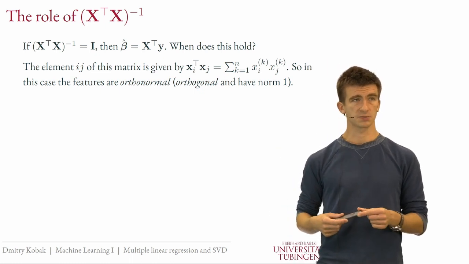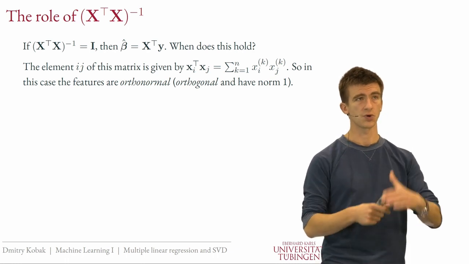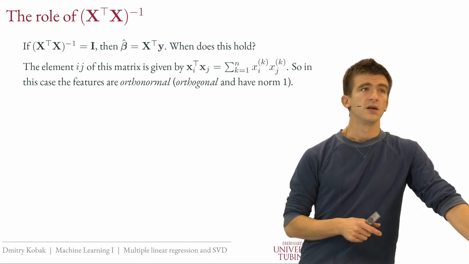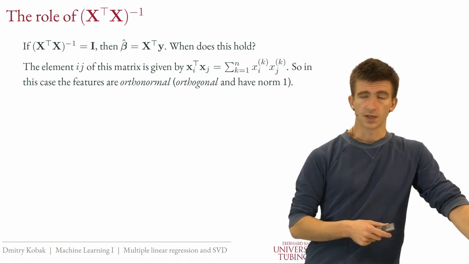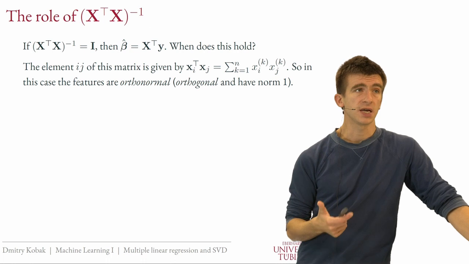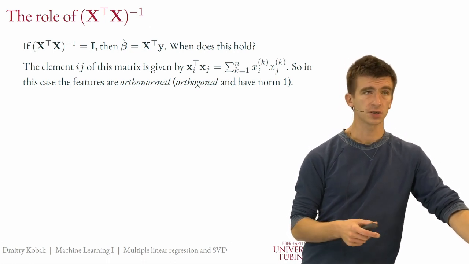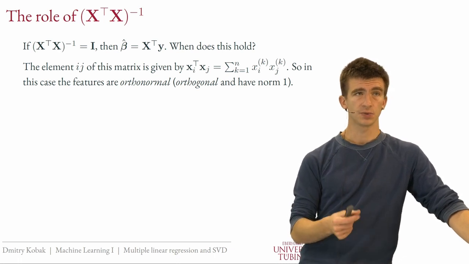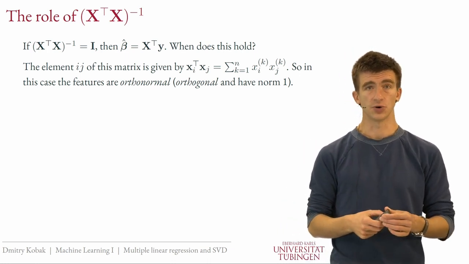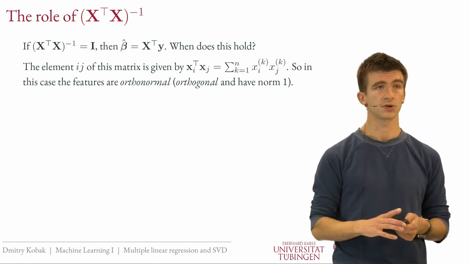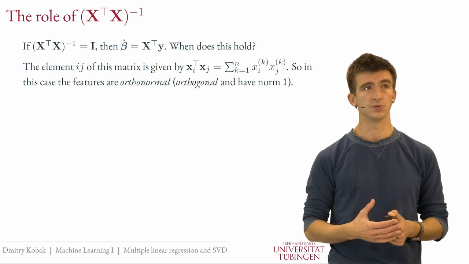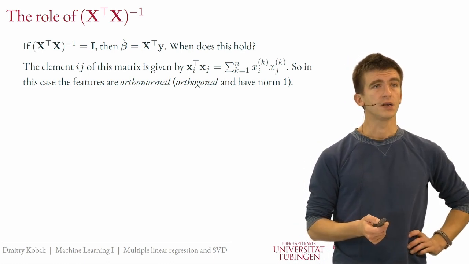So let's think about this X transpose X matrix again. The element ij of this matrix, so this means row i, column j, is given by the scalar product of the two feature vectors, xi and xj. If we want that to be an identity matrix, and then, of course, the inverse of that is also the identity matrix, then another way to say that is that the features are orthonormal. This means that they are orthogonal and have norm 1. If you multiply any two different features, xi and xj, for i not equal to j, then you get 0. That means they are orthogonal. That's the definition of being orthogonal. And if you take xi times xi, then you get the norm of xi, and this will be equal to 1.